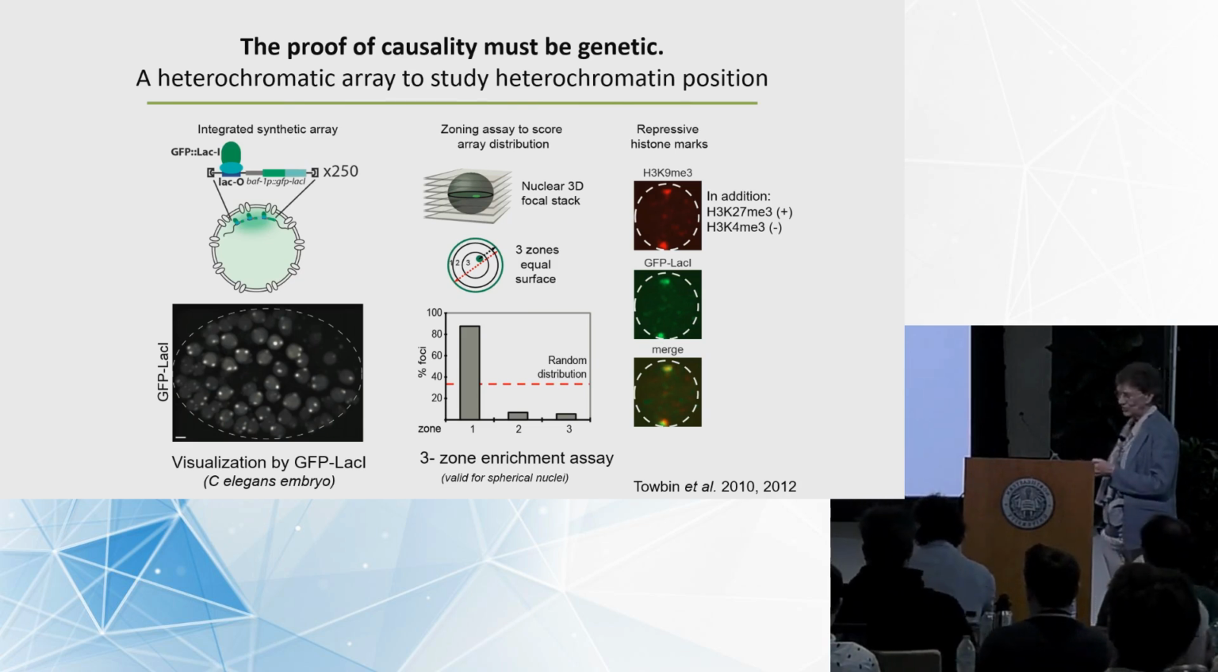If you have a spherical nucleus, you can do a through-focal stack. Take the plane where the spot is the brightest, it doesn't matter where it is, and divide that plane into 3 zones of equal surface. Now, there's a biophysical law that says that you don't have to do it in 3D. That will be equivalent to measurements in 3D if you count enough of them. And of course, the array was enriched at zone 1, which is the peripheral surface zone, and it correlated with all the repressive marks.